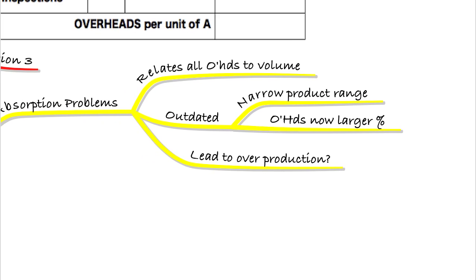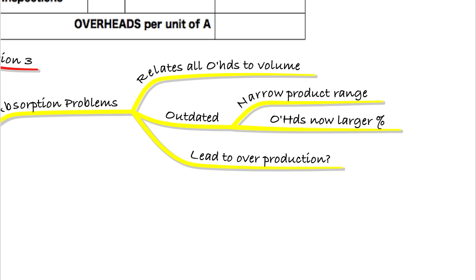Why will ABC be better? Well, absorption costing can lead to overproduction, because if you produce more, you can allocate the same amount of overheads across more products. If you allocate the same amount of overheads across more products, your cost per unit will fall. So management will think, I know a good way to get down my cost per unit. I'll produce more. I produce more units, I have the same amount of overheads, I can allocate that overhead out to the units, and my cost per unit will fall.